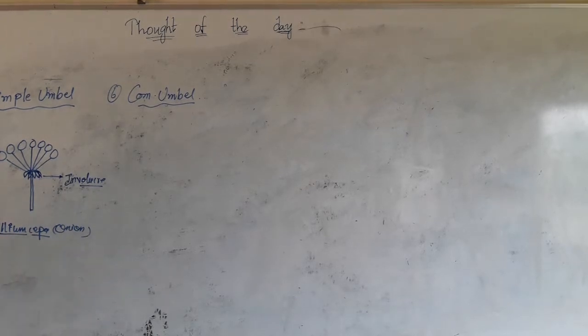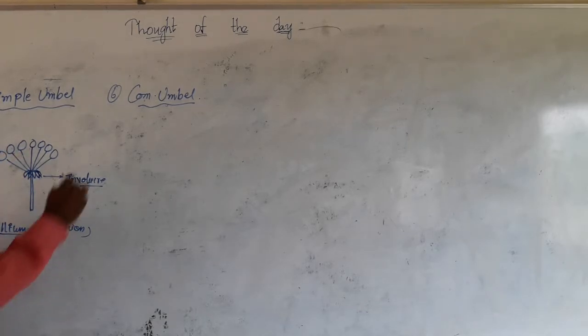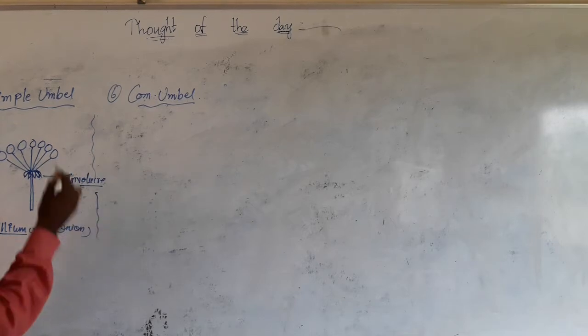All the flower bracts form a wheel. But what is the importance of this involucre of bracts? While the flowers are in the initial bud stage, the involucre of bracts encloses the flowers and the whole inflorescence. It provides protection to the flowers while they are in bud condition. So this is the simple umbel inflorescence.